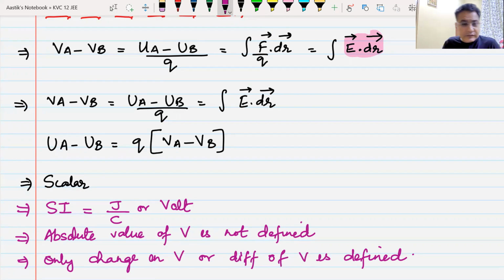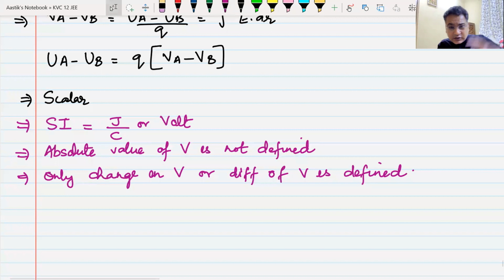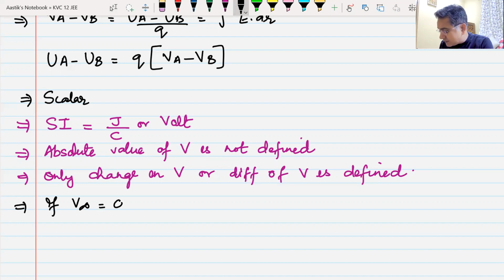Yes, sir. Now, in some general cases, we can take the potential of infinity to be 0. If potential of infinity is taken as 0, which is possible in some cases, then you have a reference whose potential is 0. Then you can define the potential of different points. Do we understand this? Yes or no?